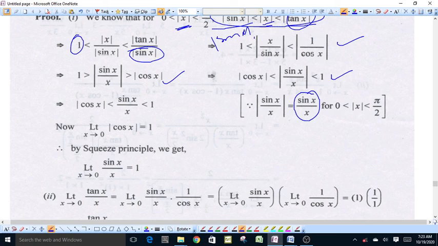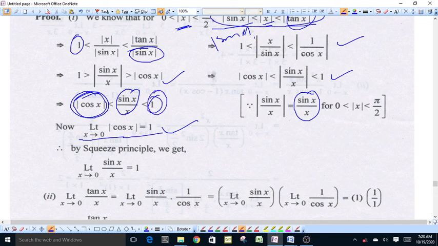Also, the limit of cos x as x approaches 0 is equal to 1, therefore by the squeeze principle, taking the limit of cos x, the limit of sin x upon x, and the limit of 1 as x approaches 0, because the limit of cos x is equal to 1 and the limit of 1 will be equal to 1. Therefore, from the squeeze principle, the limit of sin x upon x as x approaches 0 is equal to 1.